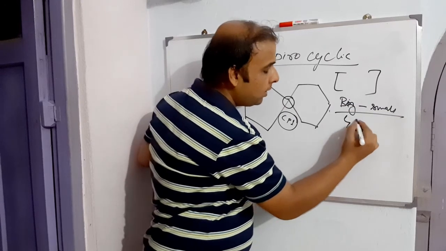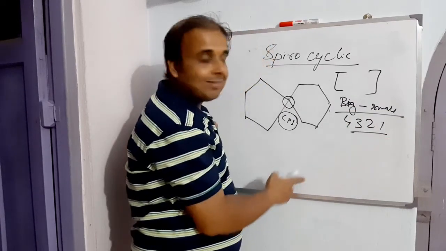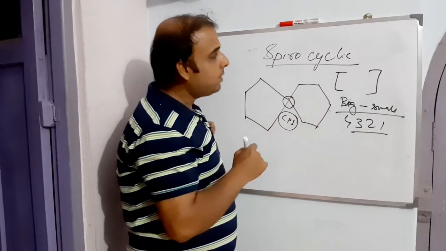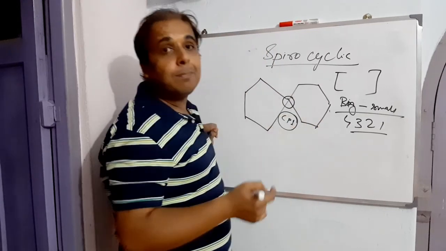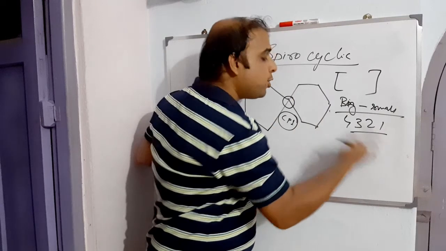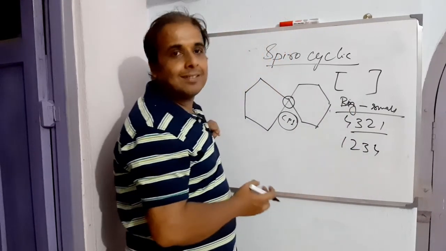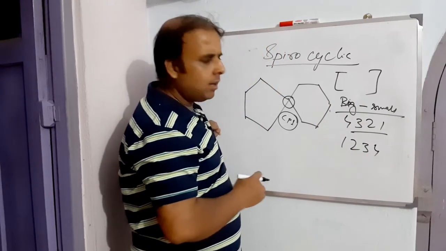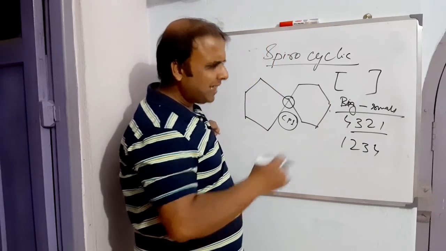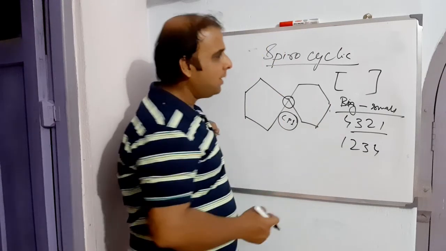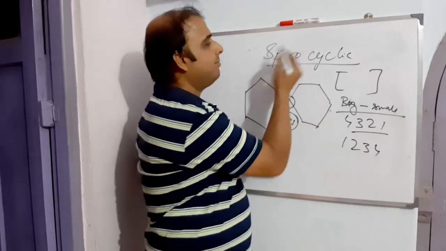Like 4, 3, 2, 1. That means in a descending order, right? But in case of spiro compounds, in case of spirocyclic compounds, it is just opposite. 1, 2, 3, 4 in an ascending way. In an ascending way.